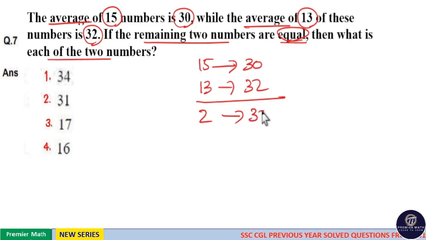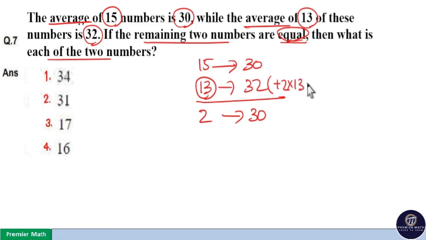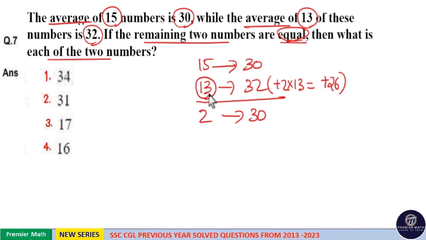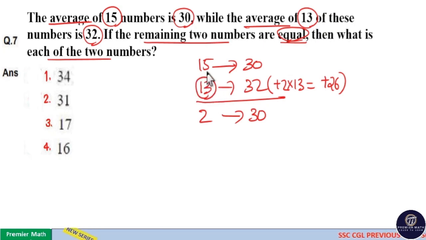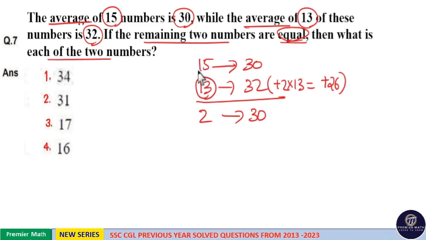Here take the common average as 30. Now this 32 is 2 greater than 30, and this 2 increment in the average is for 13 numbers. So 2 into 13, total increment is 26. That is, there is an increment of 26 in the sum of these numbers. But here the question says the average of 15 numbers is 30. So in order to balance this average of 15 numbers as 30, we have to subtract this increment in sum, 26, from the sum of two numbers.